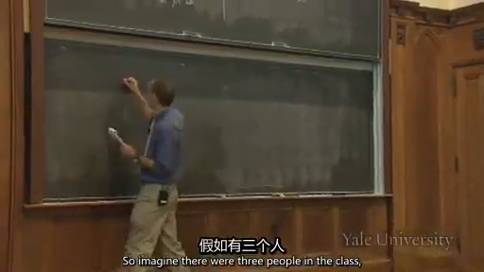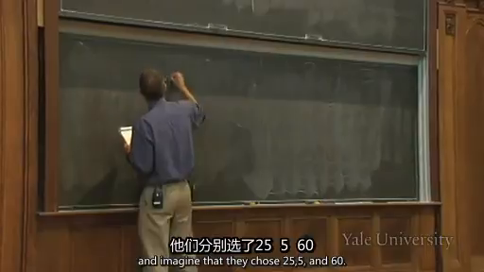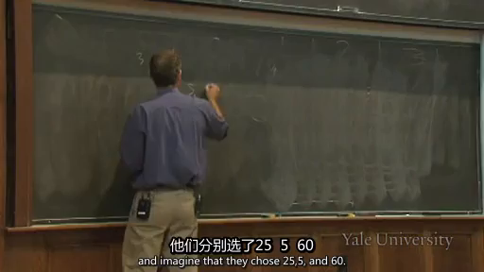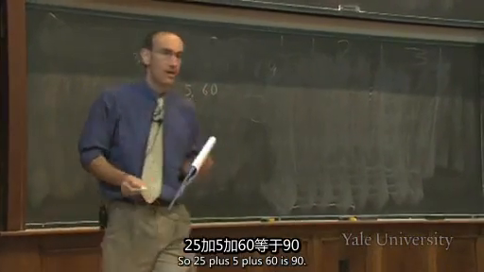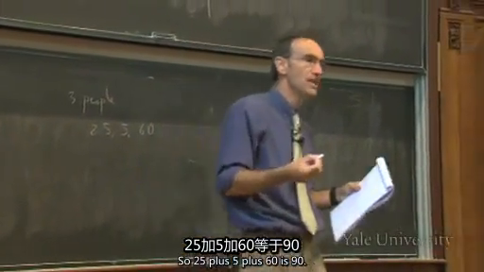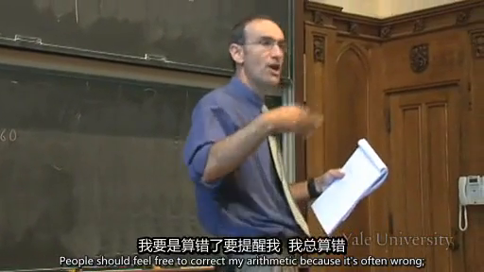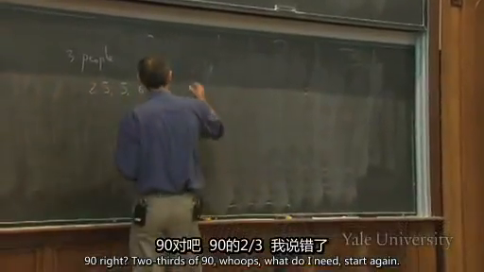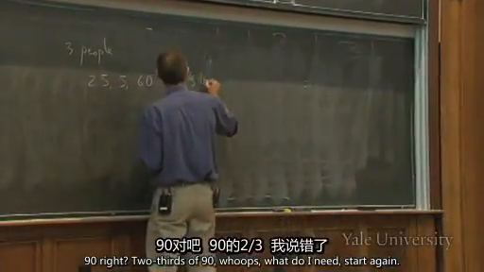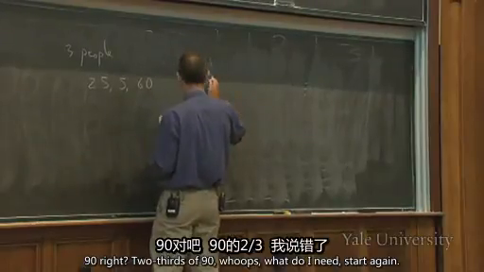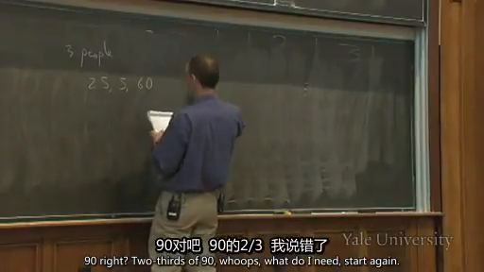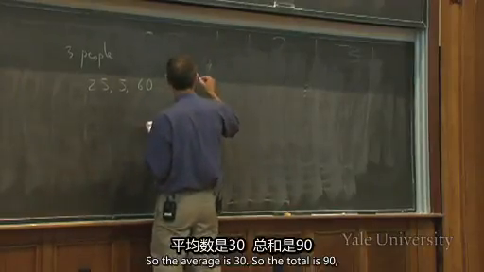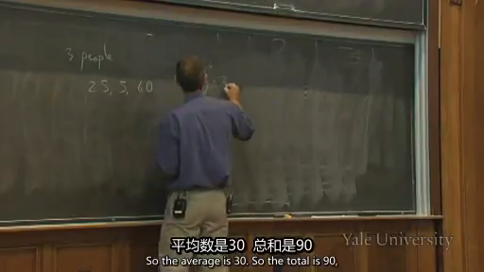So imagine there were 3 people in the class, and imagine that they chose 25, 5, and 60. All right, so 25 plus 5 plus 60 is 90. People should feel free to correct my arithmetic because it's often wrong. I need to divide it by 3 to get the average, right? So the average is 30.